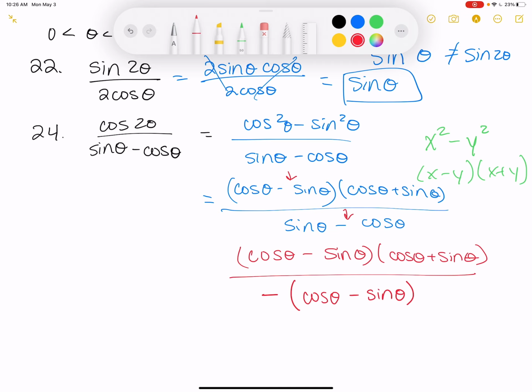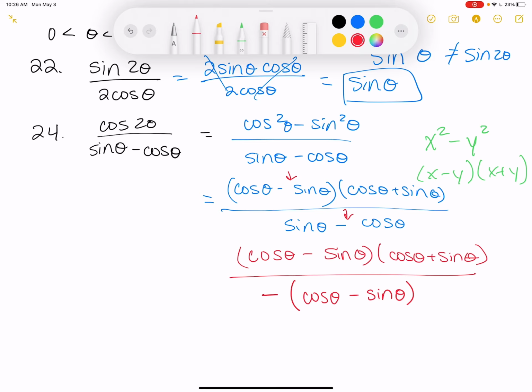Okay, do we see what I did there? Because I don't want to keep going if we don't see what happened. Everybody's good? No questions there? Because I need to be able to cancel this top and bottom, and to do that I need to switch their signs.